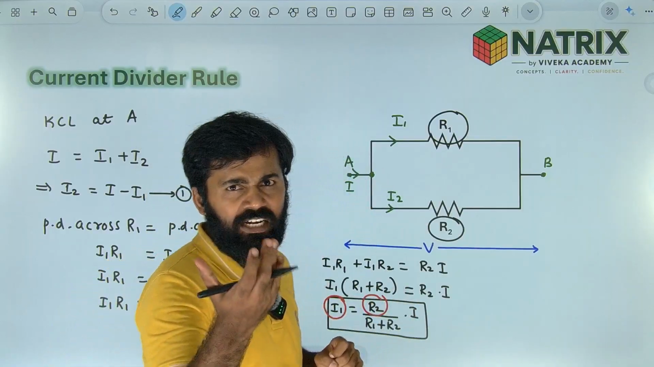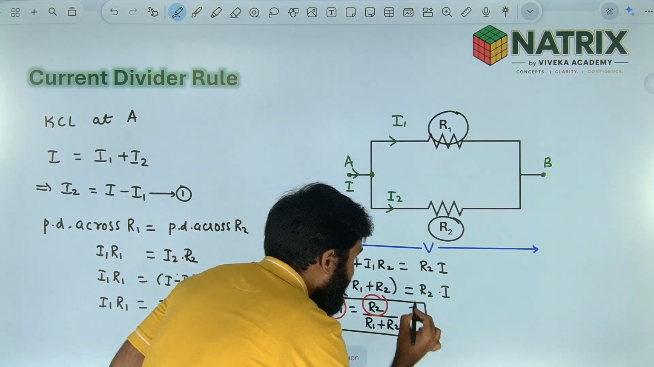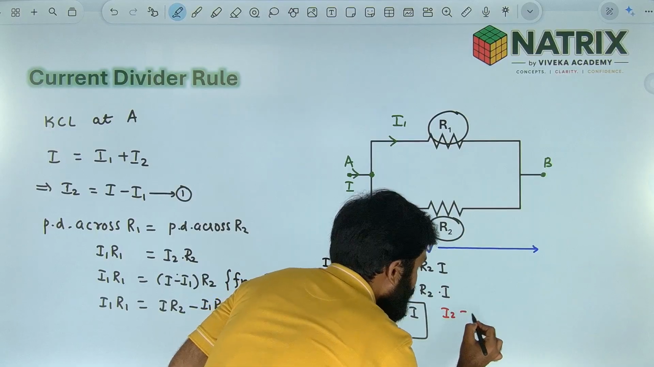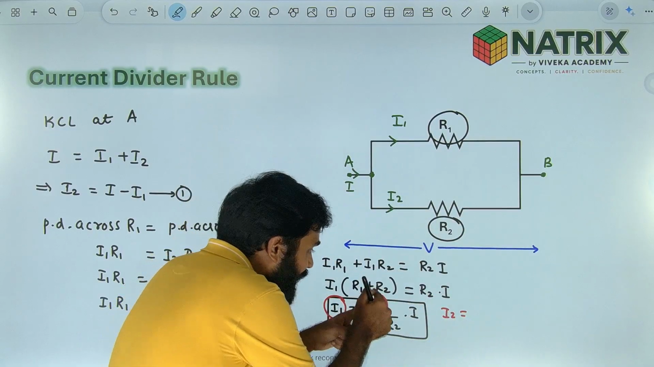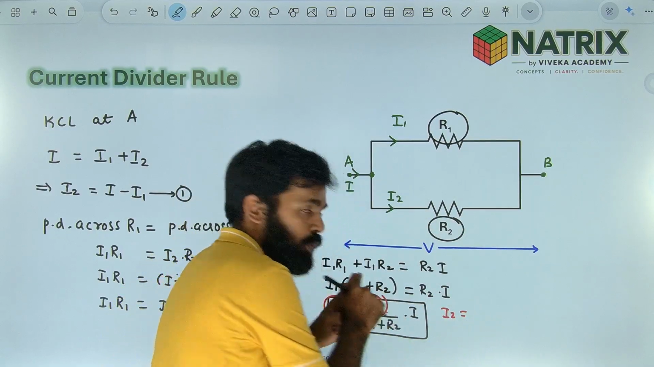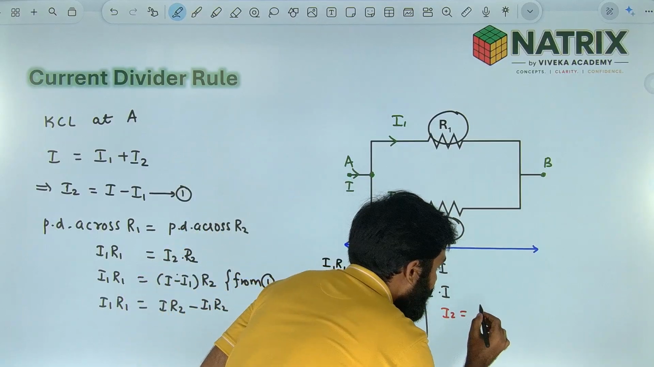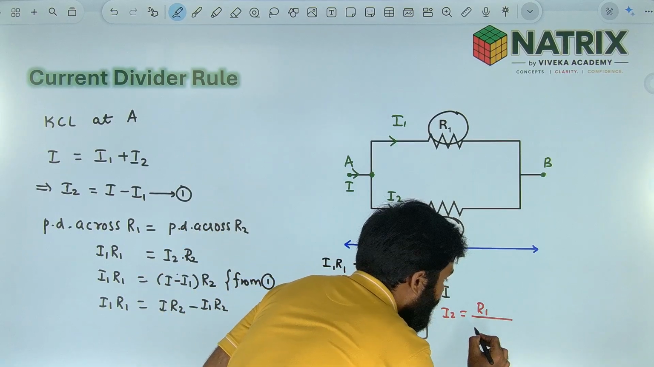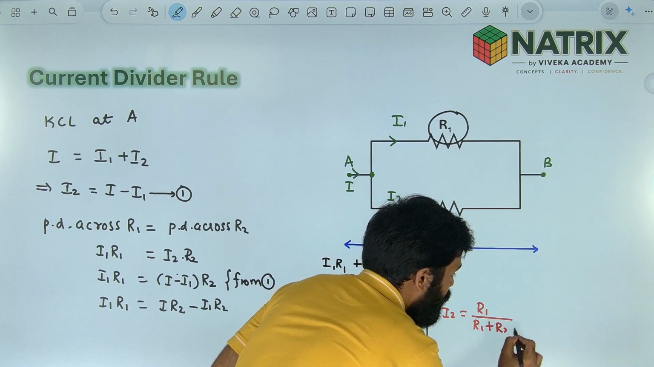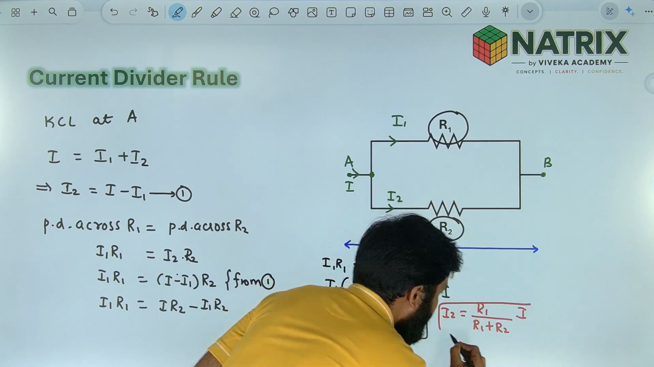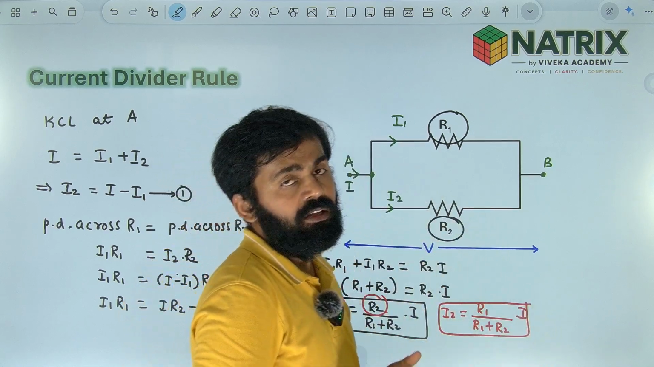Into what? Total current is I. Similarly, I can write the expression for I2. If I want to find I2, when it is I1, here it is R2. So when it is I2, here it is R1. R1 by R1 plus R2 into I. I can use this expression to find the currents.